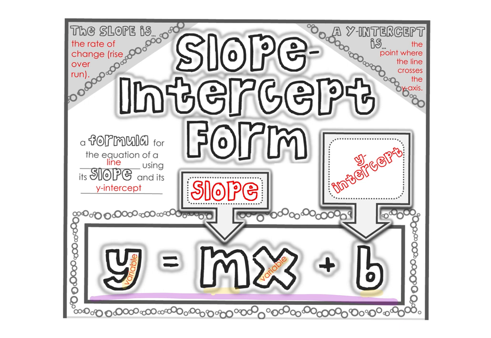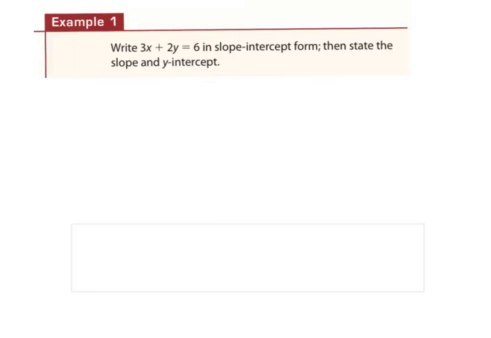So when it's in slope-intercept form, you really just have these two pieces handed to you, and that's why it's called slope-intercept form, because you have the slope and the y-intercept just handed to you. You don't have to solve for anything to answer those questions. So we're going to look at the first example. They're going to give us standard form, and we are going to convert it to slope-intercept form, and then we're going to talk about what's our slope and what is our y-intercept.